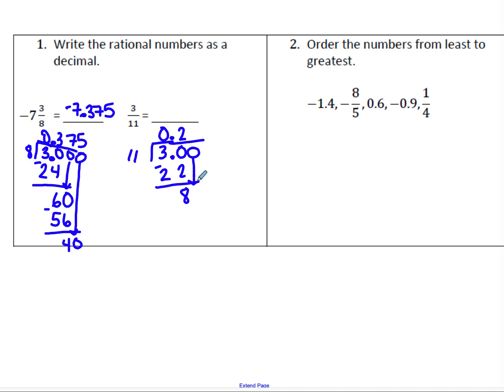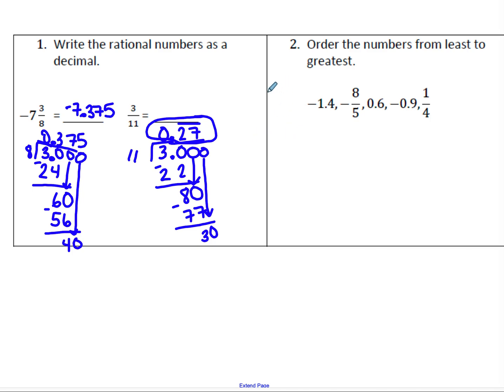Add a 0, bring it down. 11 goes into 80 7 times. 7 times 11 is 77. Okay, 80 minus 77 is 3. And then 11 goes into 30 2 times. But if I notice, if I start to write my 2 here, I'm going to have a pattern. 2, 7, 2, 7, and so on. So instead of writing that 2, I'm actually just going to write this line above both the 2 and the 7 to show that both of those numbers are being repeated.